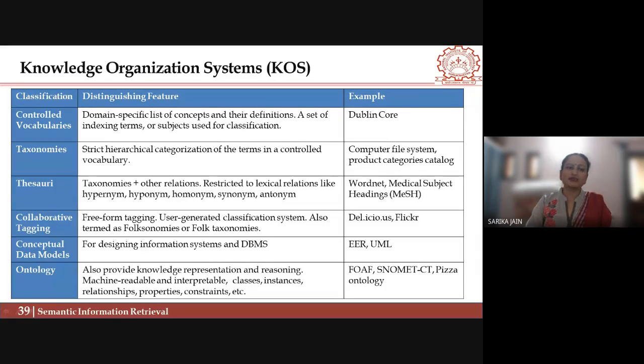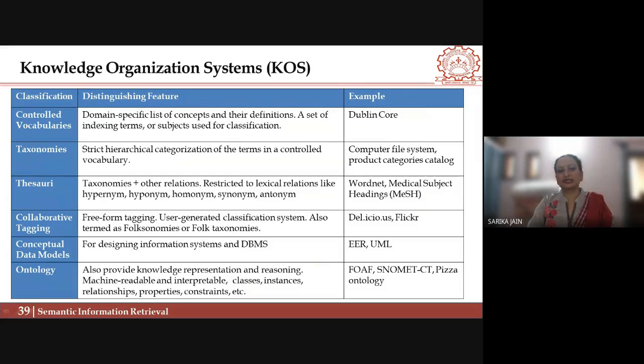Then came taxonomies, where there is strict hierarchical categorization. The computer file system is a good example. We have thesauri, where in addition to the taxonomical relationships, you have other relations also. The best example is WordNet. Then you have folksonomies, the collaborative tagging. Delicious and Flickr are examples. This is free-form tagging, with no specific relationships and possibly no hierarchical relations. Different conceptual models come into the picture: the entity relationship diagram, EER, and UML. For DBMS, it is EER, and for unified modeling language, we have a data model, UML.